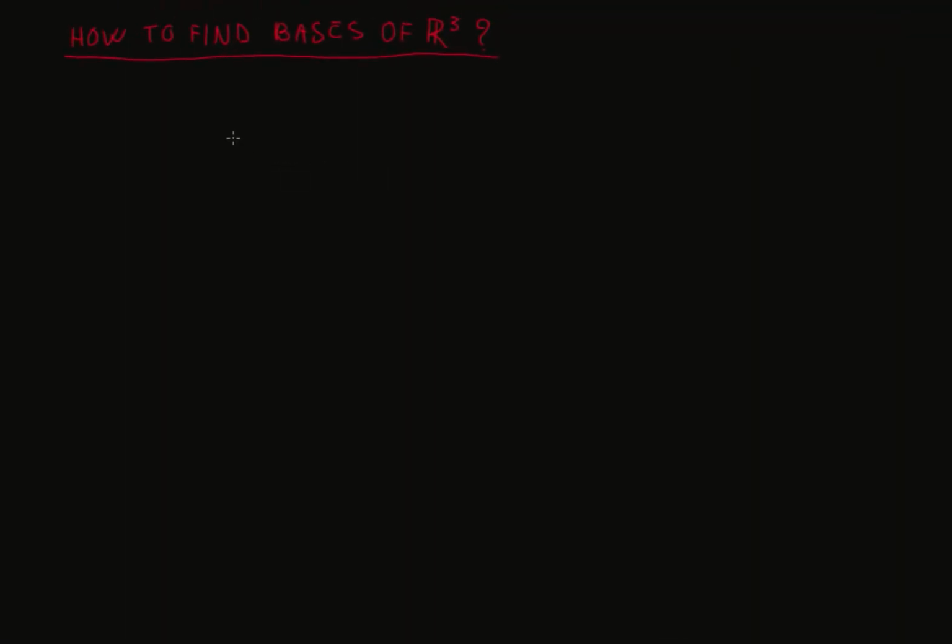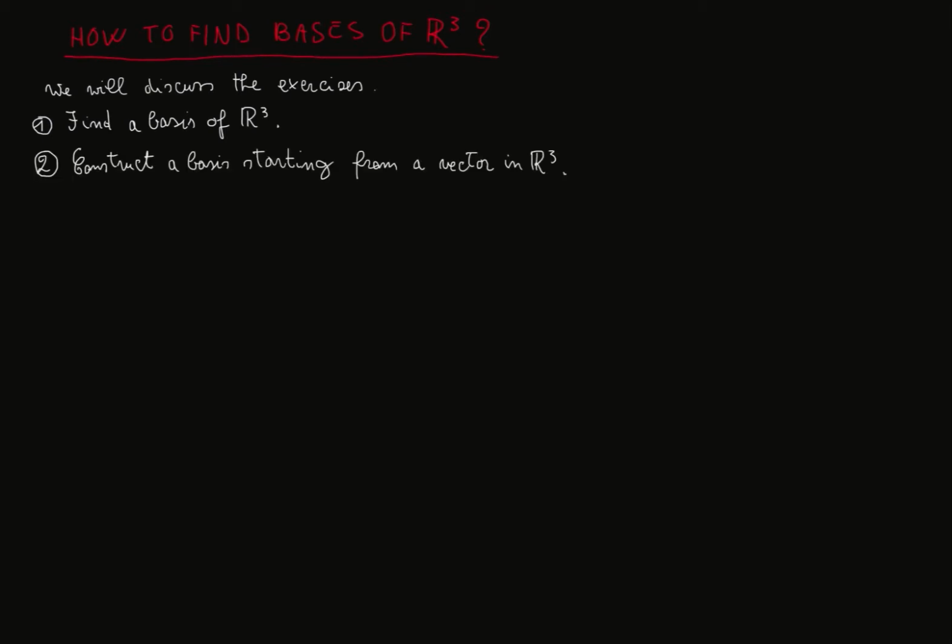In the following exercise, we will consider the question of finding a basis of the Euclidean three-dimensional space R3. In particular, we will be posing ourselves the following questions. Find a basis of R3 without any restriction, and this is going to be quite easy and obvious. The next step, harder, is to construct a basis starting from one vector in R3. So we have a condition, which is starting from a fixed vector in R3, and we wonder how we can complete this vector to a basis of R3.